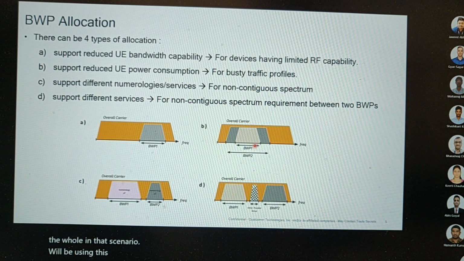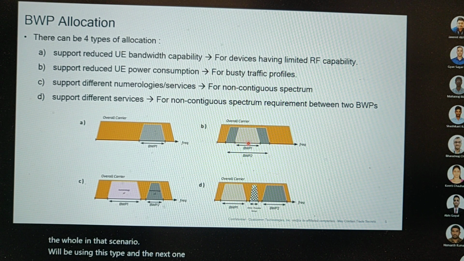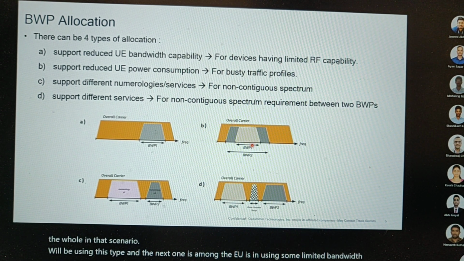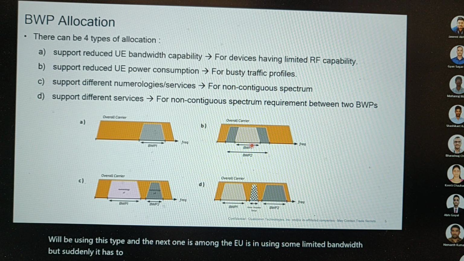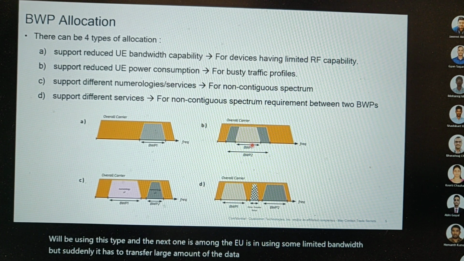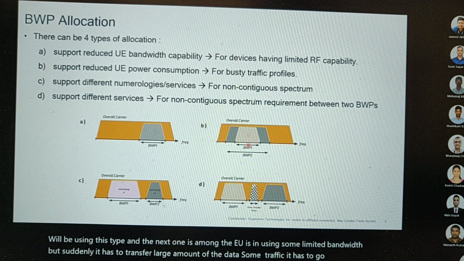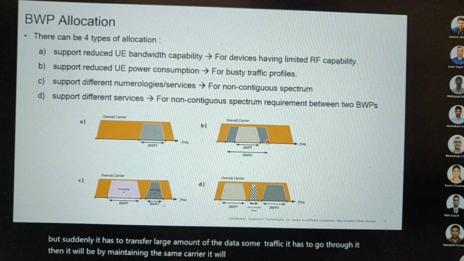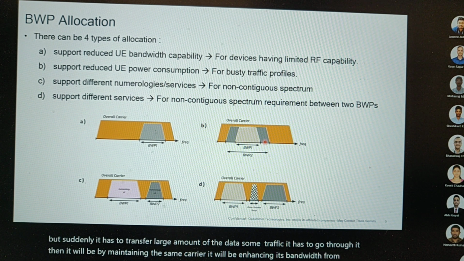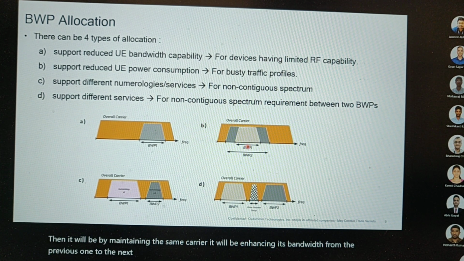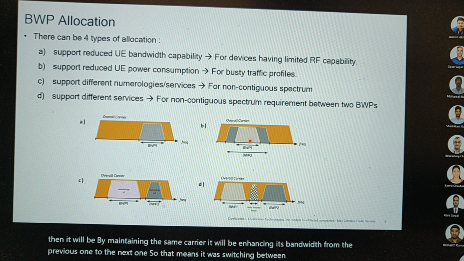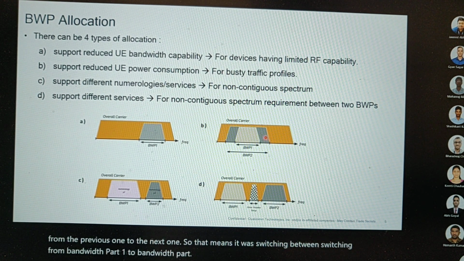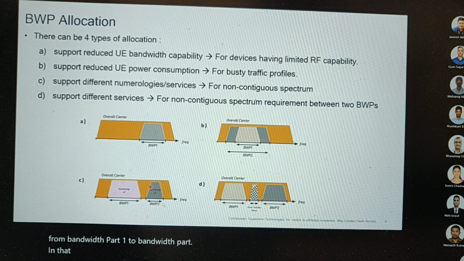The next one is where the UE is using some limited bandwidth, but suddenly it has to transfer a large amount of data, some bursty traffic. Then, by maintaining the same carrier, it will enhance its bandwidth from the previous one to the next one. That means it is switching from bandwidth part 1 to bandwidth part 2. In that situation, we will be using this.